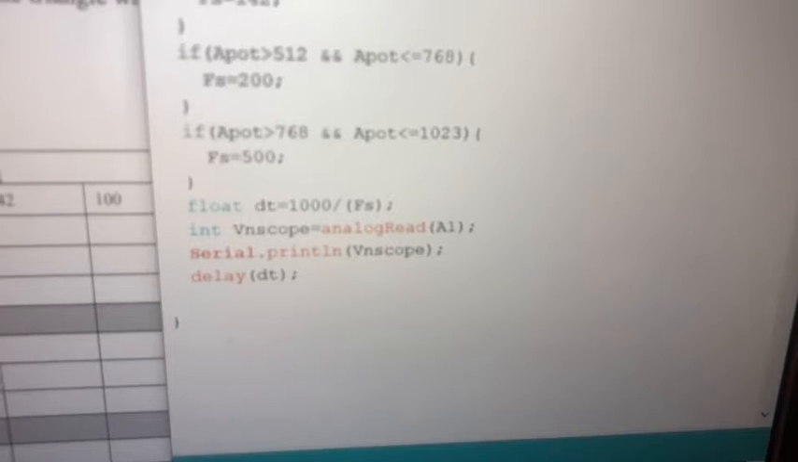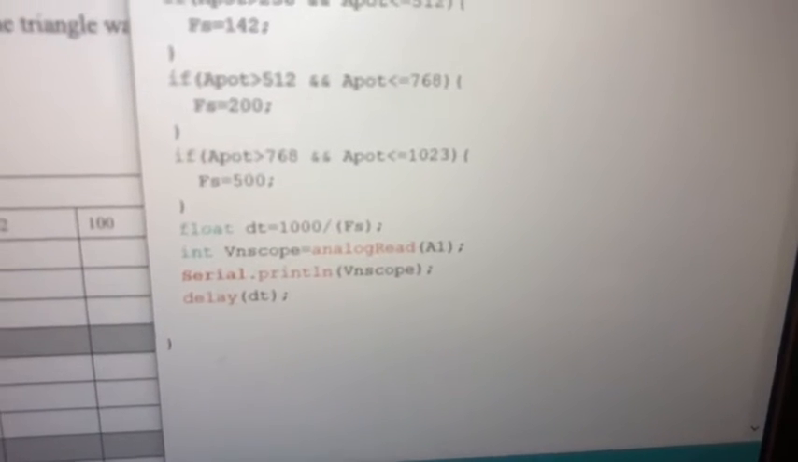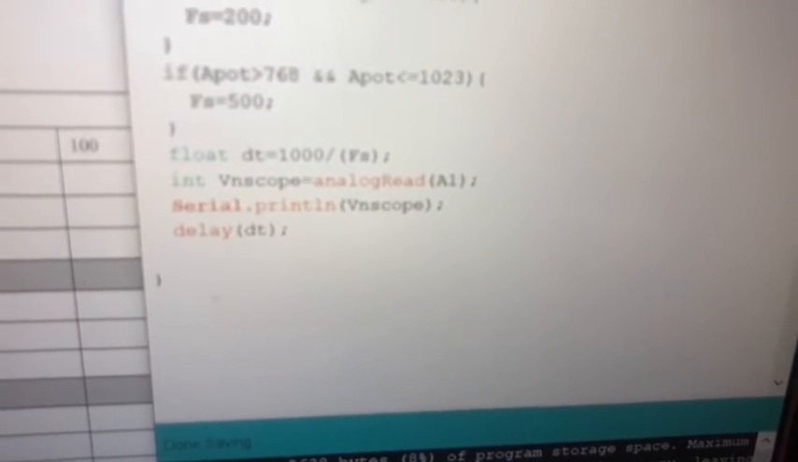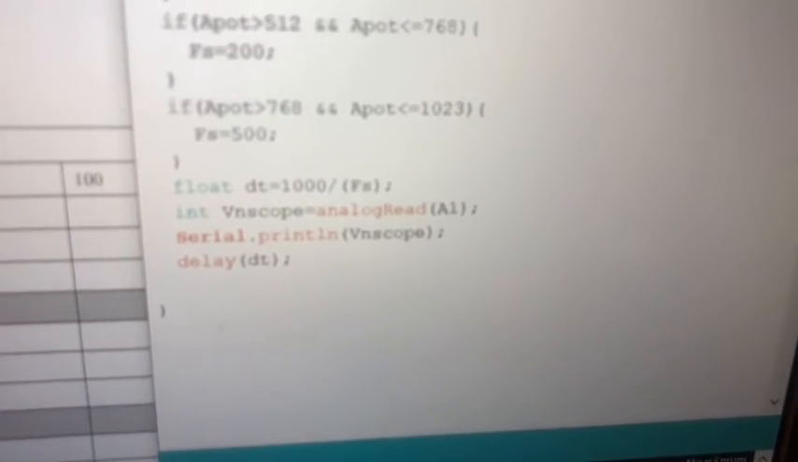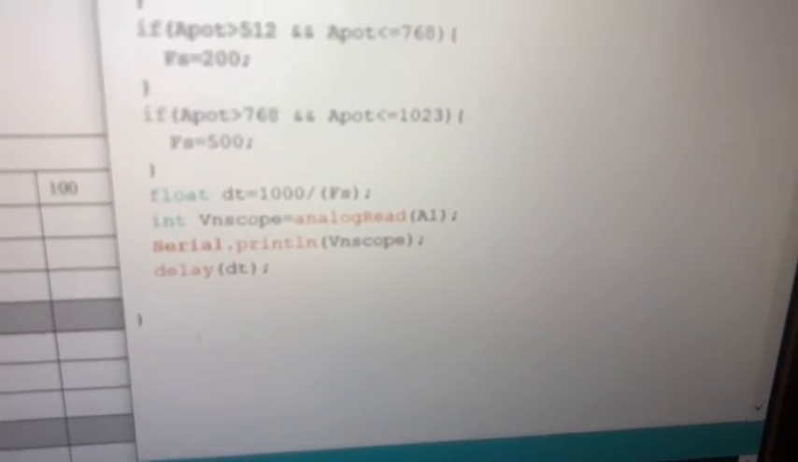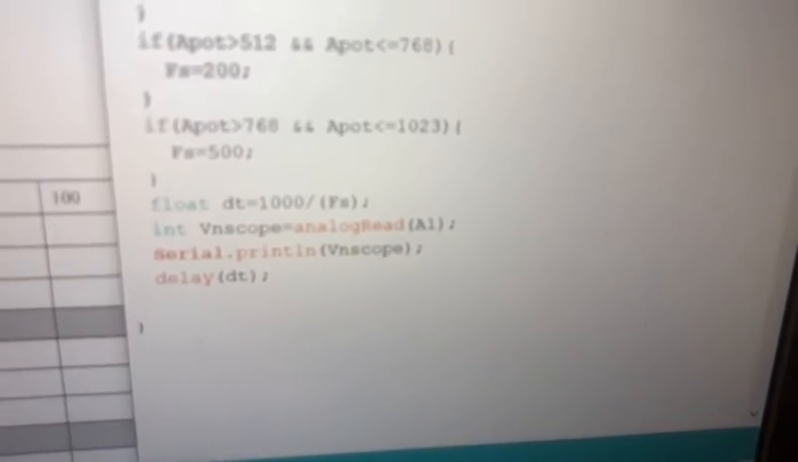I did int for the voltage of the end scope to analog read to A1, serial print that voltage to the processing, and then delay.